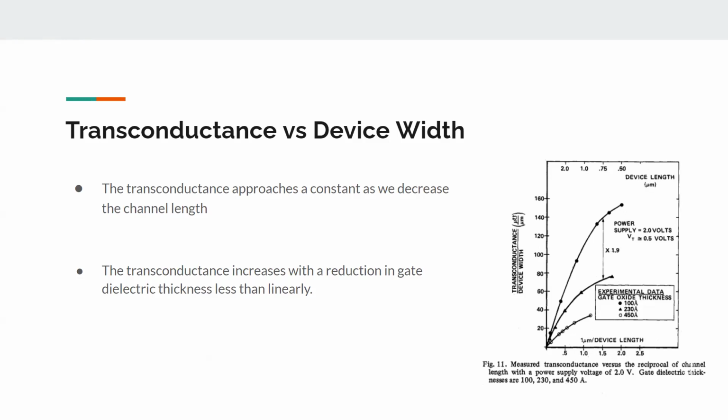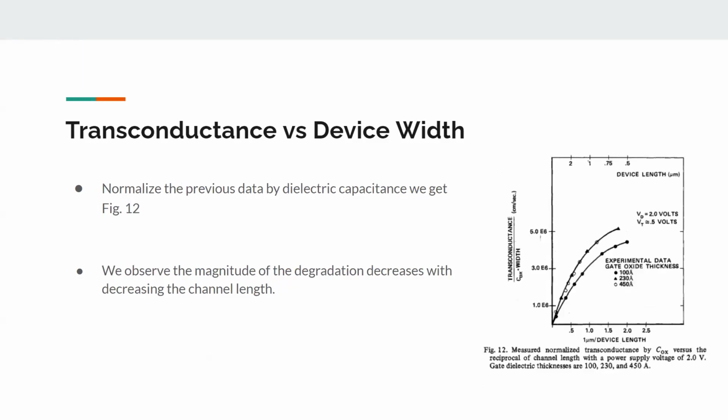In order to see this behavior, we need to normalize the data. So we normalized the previous data by dielectric capacitance, and we get the graph in figure 12, still comparing transconductance over width and device length. We observed that the magnitude of degradation decreases with decreasing channel length. The carriers are approaching velocity saturation at the source. Under this condition, the effect of the mobility reduction with normal field on transconductance is reduced.